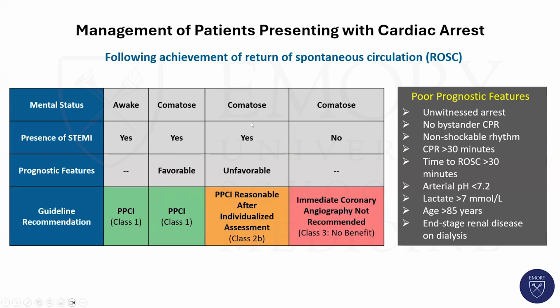However, if the patient is comatose, has STEMI, but has poor prognostic features, these patients need to be assessed, and primary PCI may be reasonable if you want to take them to the cath lab, and therefore we give that a class 2B. Now, if they're comatose and have no STEMI on the ECG, immediate coronary angiography is not recommended based on 5 different smaller trials.